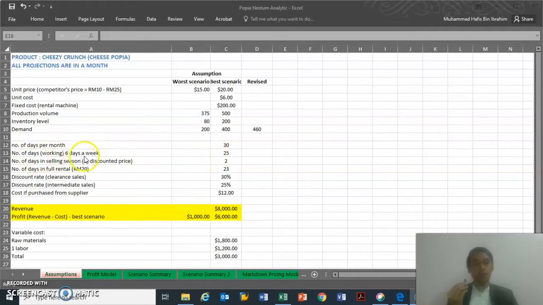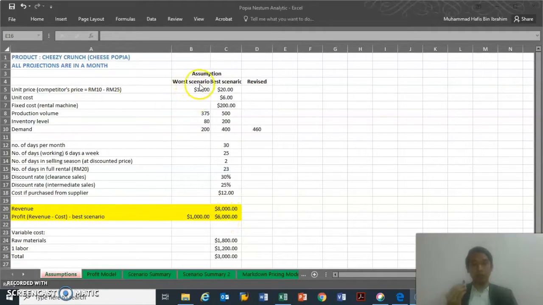The number of days that I am selling is 6 days a week, which is 25 days a month. And my number of days in selling season, which is at discount price, is 2 days a month. And the number of days in full retail is 23 days a month. The discount rate for clearance sale is 30%. The discount rate for intermediate sale is 25%, and the cost if I purchase from other supplier is 12 ringgit, and I estimated my revenue and profit will be 8,000 ringgit and 6,000 ringgit.